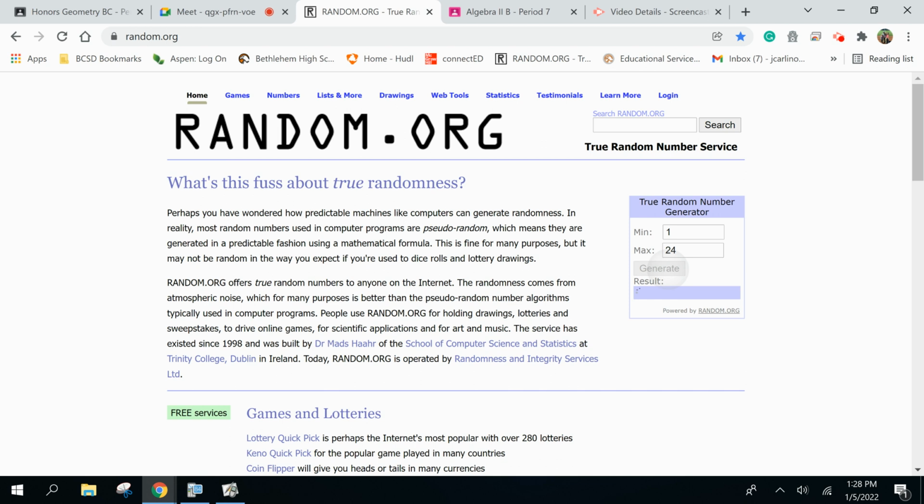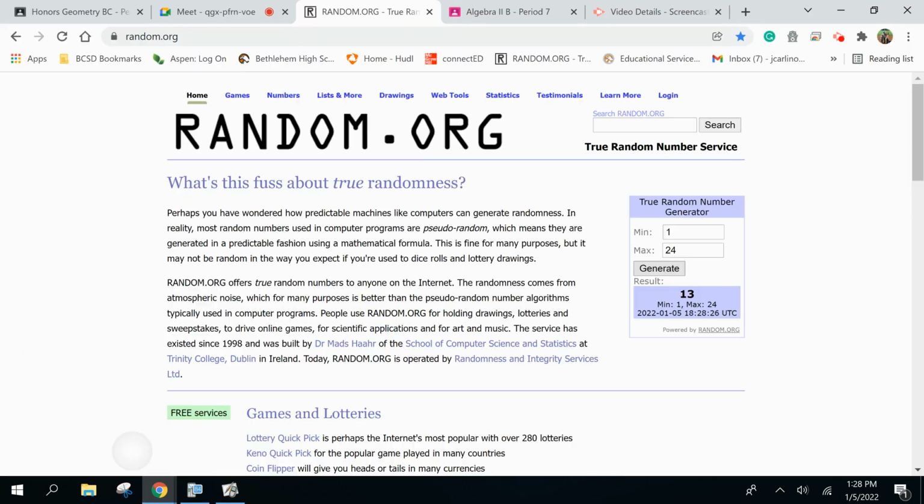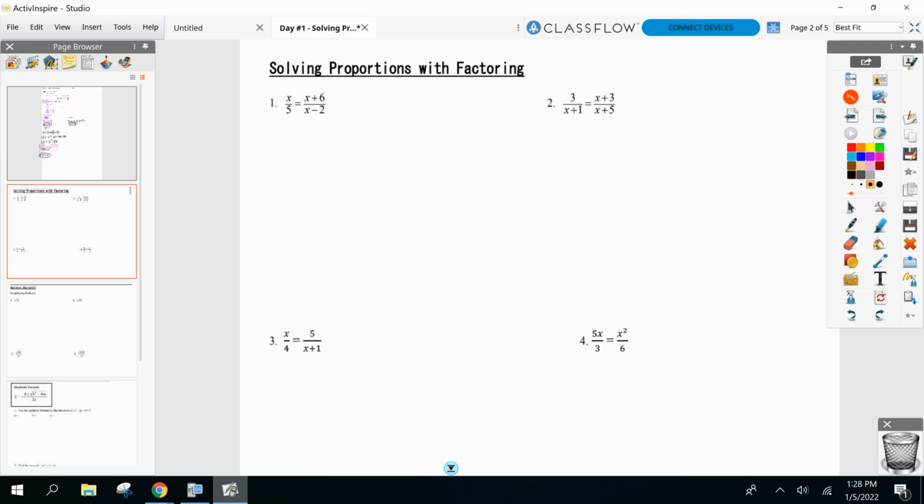All right, what do you end up with after you cross multiply? 13? Anybody? All right, no. 5x plus 30 equals x squared minus 2x. Good. Any issues there?